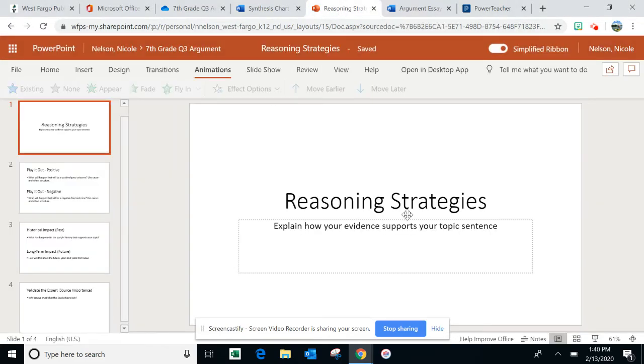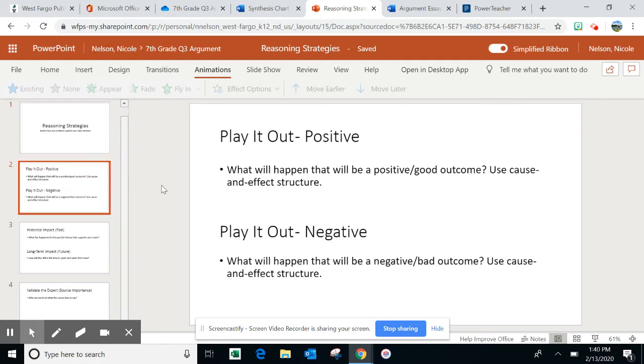So on these slides, I'll show you a few of what these are. Reasoning strategies explain how your evidence supports your topic sentence. So the first 2 ideas are to play it out either positively or negatively.